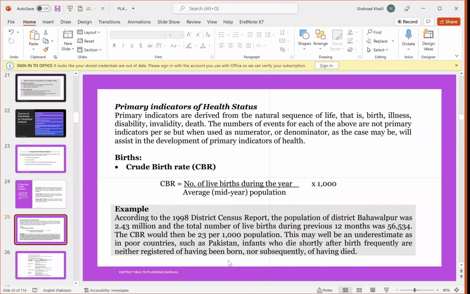Like birth, crude birth rate is the number of live births during the year divided by the average mid-year population, multiplied by a multiplier. Example, according to the 1998 district census report, the population of district Bhagalpur was 2.43 billion. The total number of live births during the previous 12 months was 56,534. The CBR would then be 23 per 1,000 population. This may well be an underestimate, as in poor countries such as Pakistan, infants who die shortly after birth frequently are neither registered as having been born nor subsequently as having died.